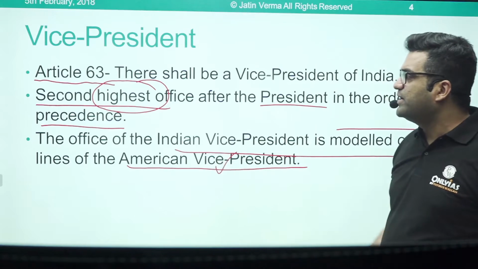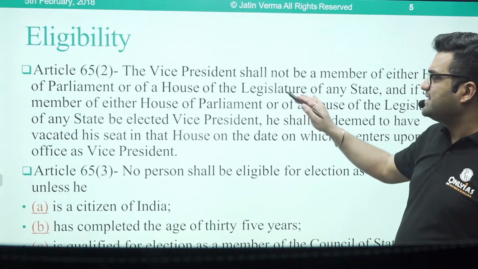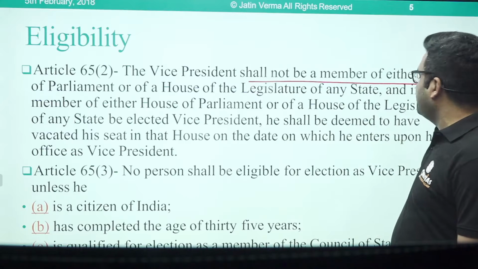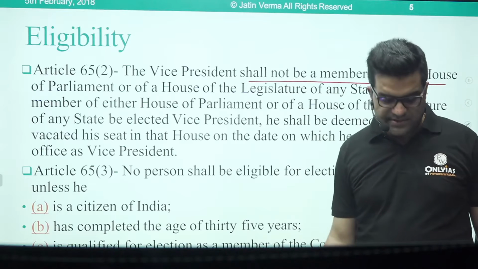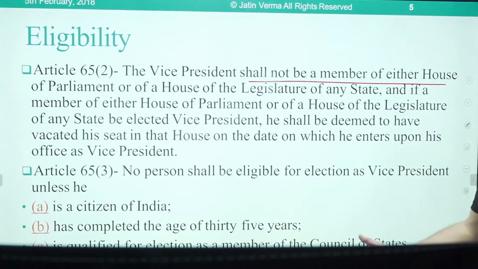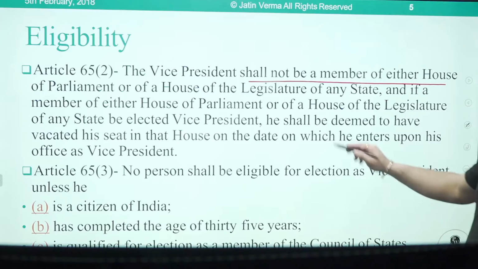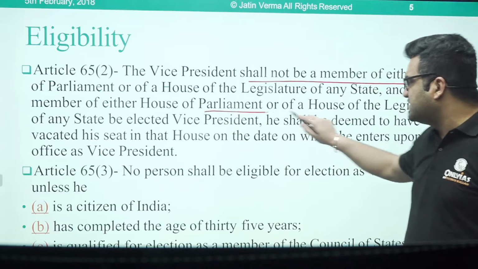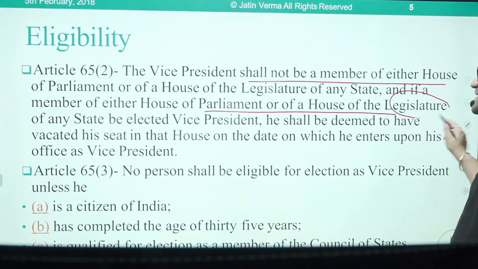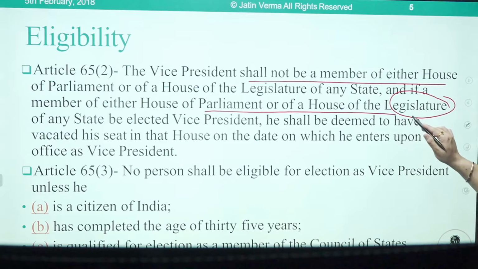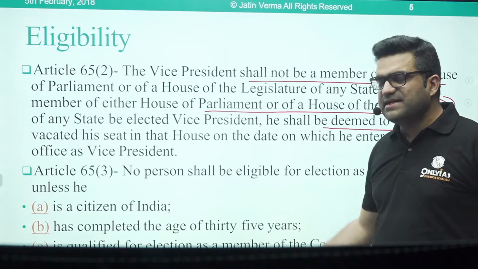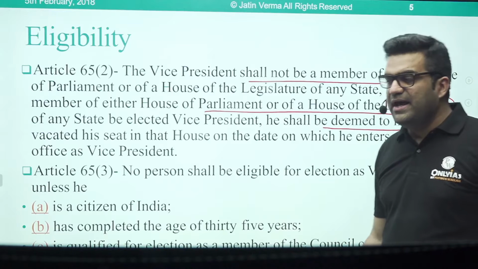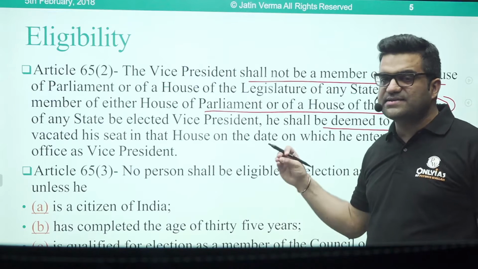We have incorporated that. Article 65 says that the vice president shall not be a member of either house of the parliament, basically when he is entering upon the office. If a member of the houses of the parliament or of any legislative assembly is elected, he shall be deemed to have vacated his seat. If any such person contests the election, it would be assumed that he has already resigned from his seat.